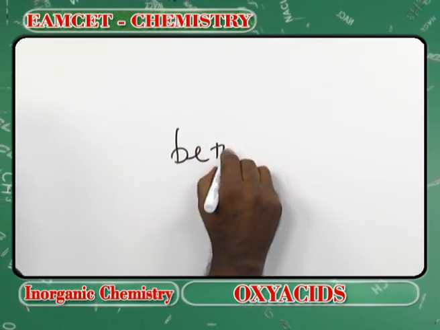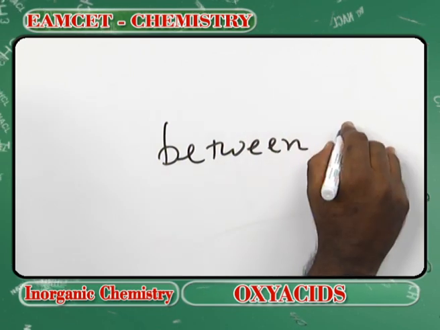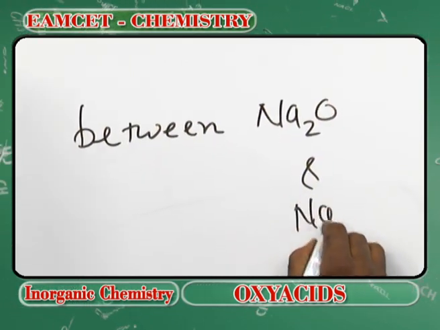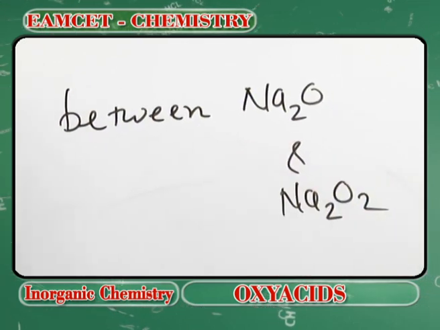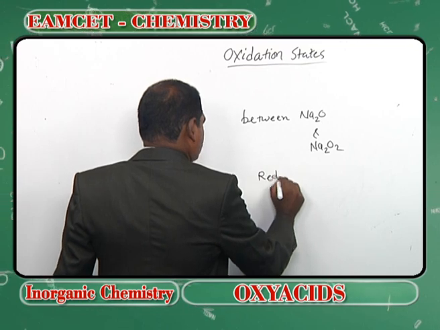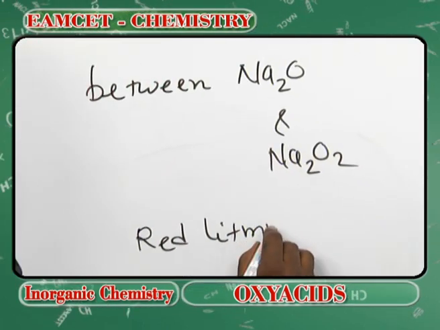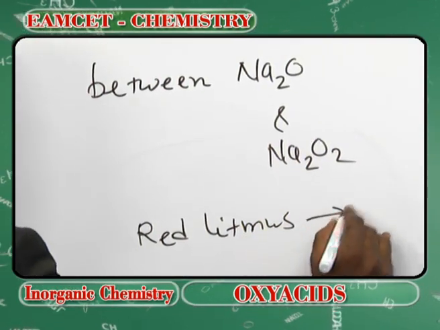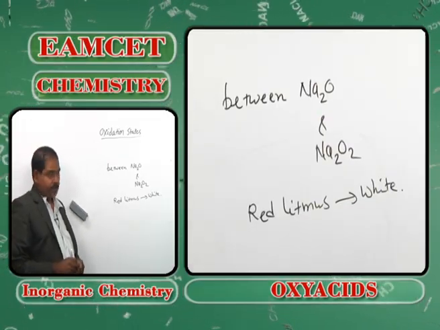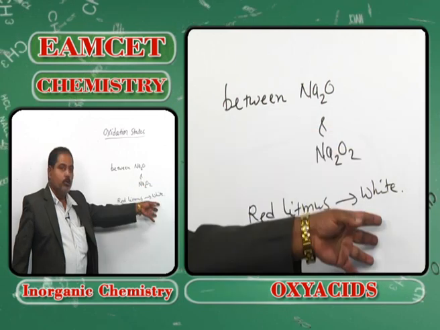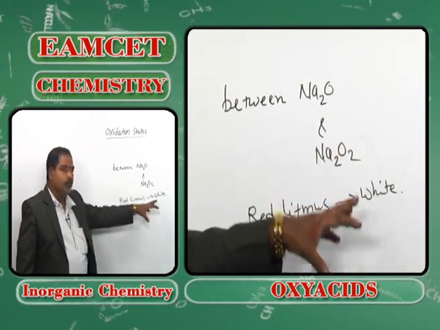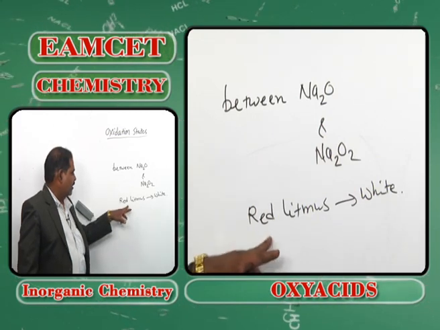Between Na2O and Na2O2, there are 2 compounds, only 2 choices you have. Which will turn red litmus white? Think about it. Red litmus white. Ever heard of this? Red litmus blue? Bases do that. Red litmus is turned blue by bases.